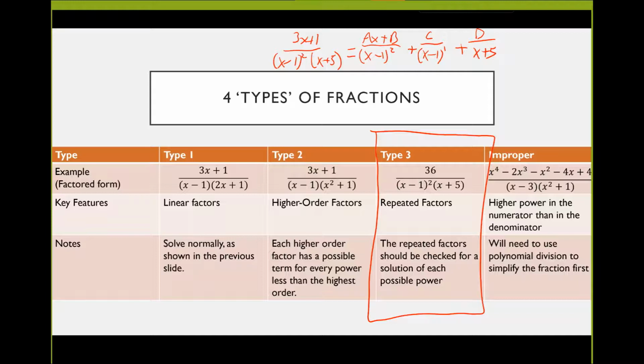So anytime you have a repeated factor, you'll need to check for a solution that has 1 power less than that power. And then keep doing that for every power less than that power until you end up with 0. So for this x minus 1 squared, I also need to check for x minus 1 to the first power. If this was x minus 1 cubed originally, I would have to check for x minus 1 cubed on bottom, x minus 1 squared on bottom, and x minus 1 to the first power on bottom. And just keep reducing your power until you hit 0. Okay, any questions on type 1, 2, or 3?